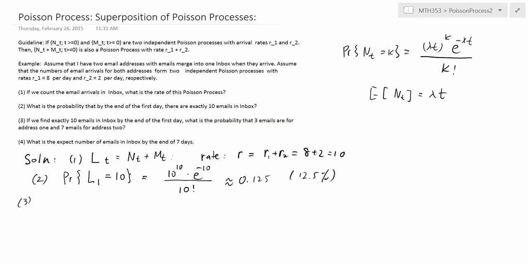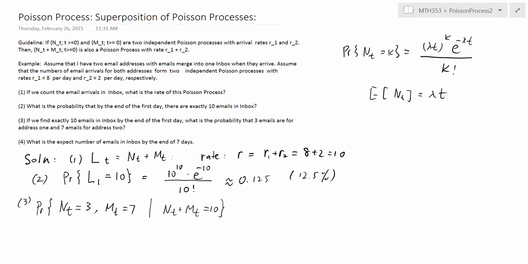So if we look at this formulation over here, we are trying to find the probability that NT is equal to 3 and MT is equal to 7, but given the condition that NT plus MT is equal to 10, and that's what we have.